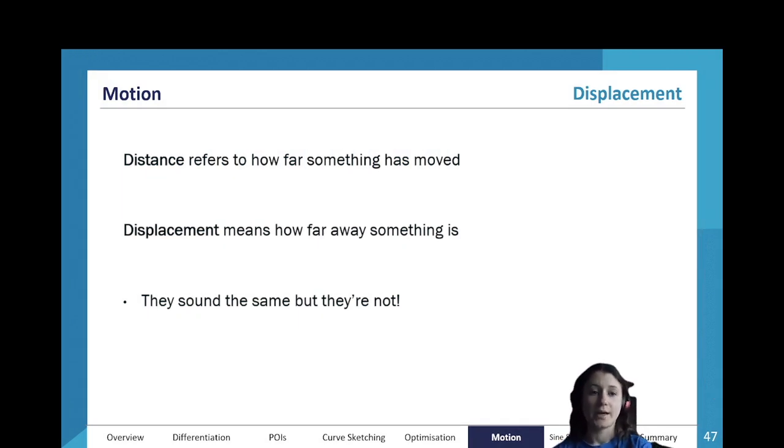Now let's get on to our next topic, which is displacement and motion. So we're getting on to the application of derivatives and second derivatives to motion. So we're looking at displacement, velocity, and acceleration. First, let's highlight the difference between distance and displacement. Distance refers to how far something has moved, and displacement is how far away something is.